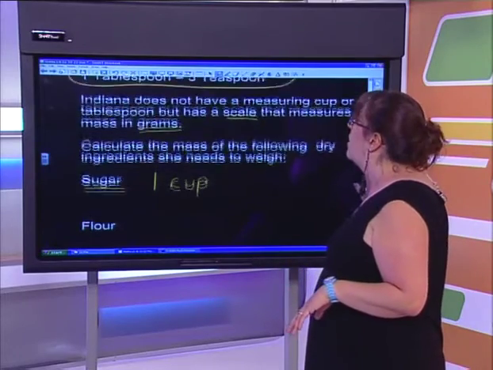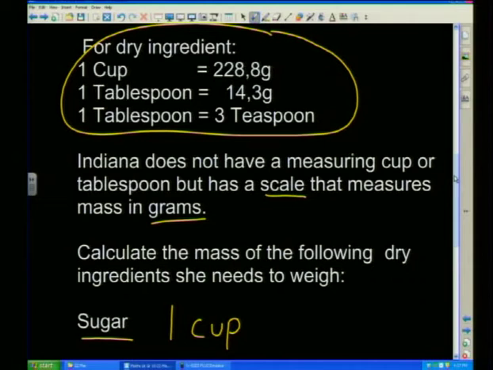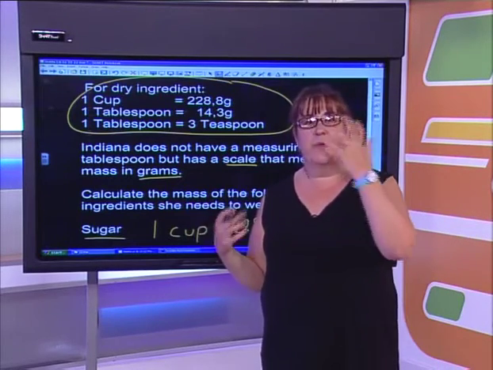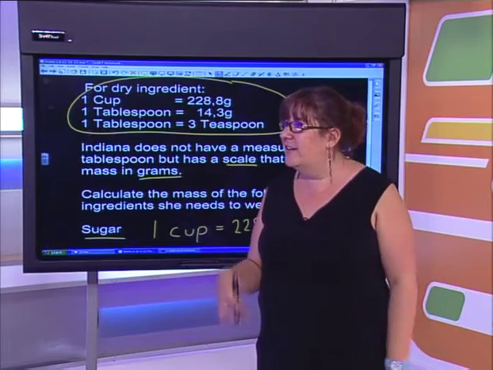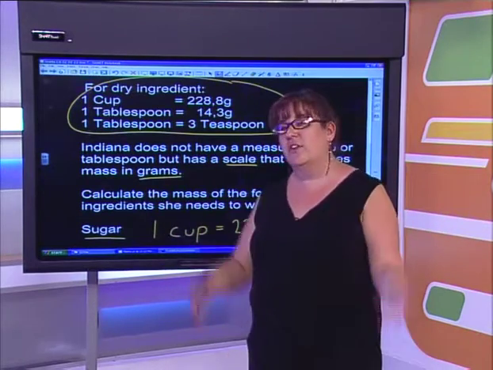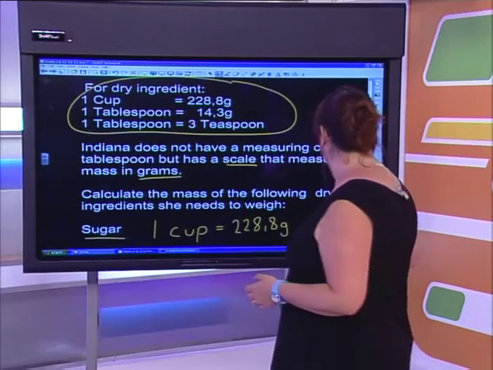So I go to my conversions here, and I see that 1 cup is actually 228.8 grams. So clearly, 1 cup of sugar, we need 228.8 grams of sugar. It's as simple as that. And these are the kind of questions that are really nice when they come up, because they're easy, good marks. Simple marks. And you know what? They give the kids confidence. So do those easy questions and don't leave anything like that out.